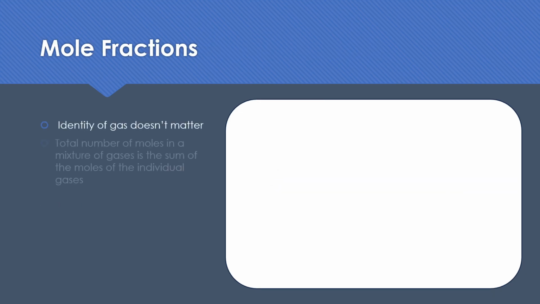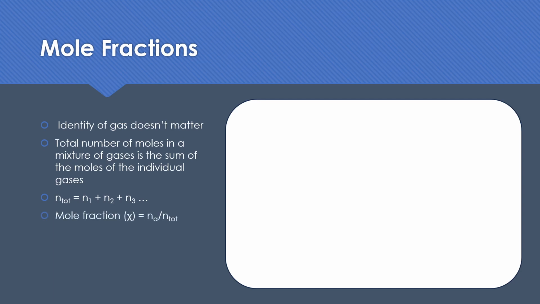Now, the identity of the gas doesn't matter, but the mole fraction is that the total number of moles in a mixture of gases is the sum of the moles of the individual gases. So what gas it is does not matter. It's just how many molecules or atoms are there. So we write this similarly. N total is equal to N1 plus N2 plus N3.